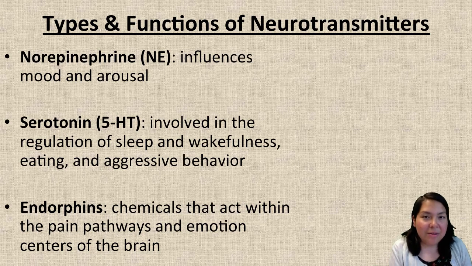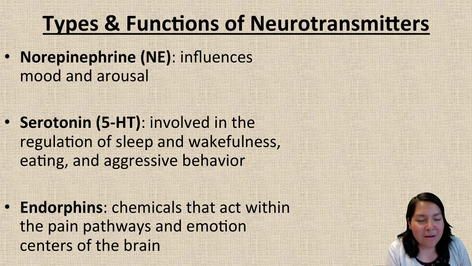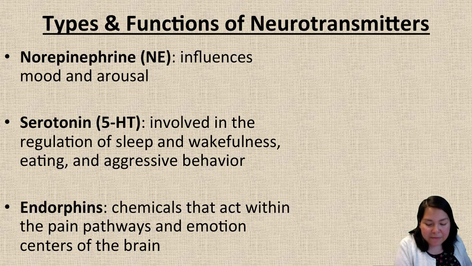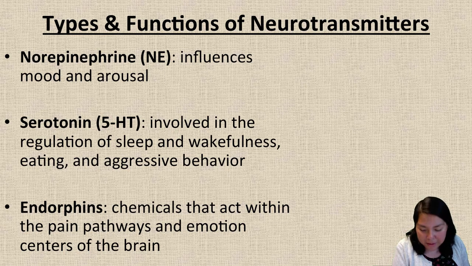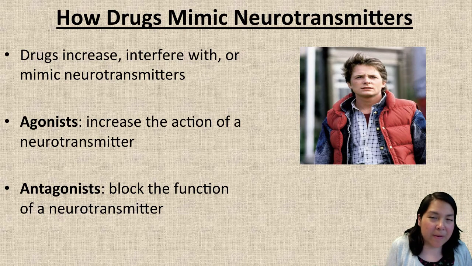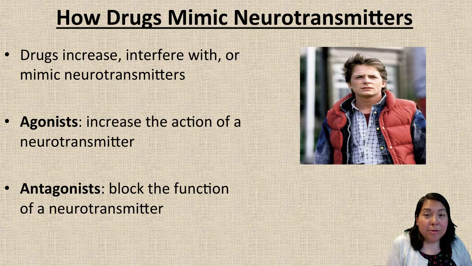And then the last neurotransmitter that's listed includes endorphins. Endorphins, we oftentimes associate with a runner's high. These endorphins are calming and pleasurable, and they have similar properties to morphine. What we see is that drugs may increase, interfere with, or mimic neurotransmitter production or intake, reuptake. We'll talk about the different classes of drugs.